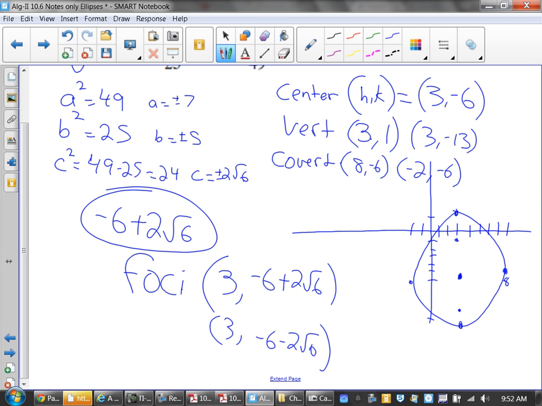Exactly. Because I'm adding it vertically, I'm changing the y value. If I was going the other way, I'd add it to the x value. Okay? What do you guys got, Izzy?